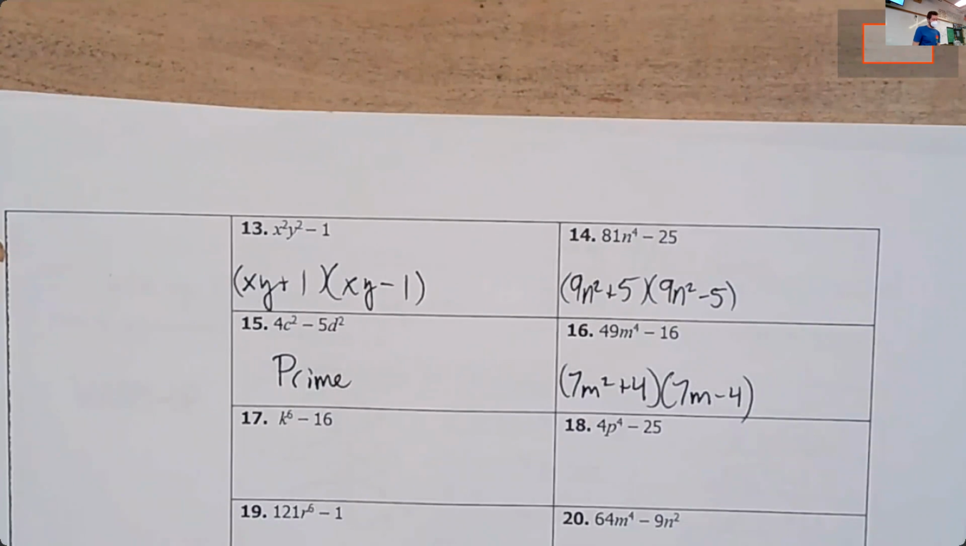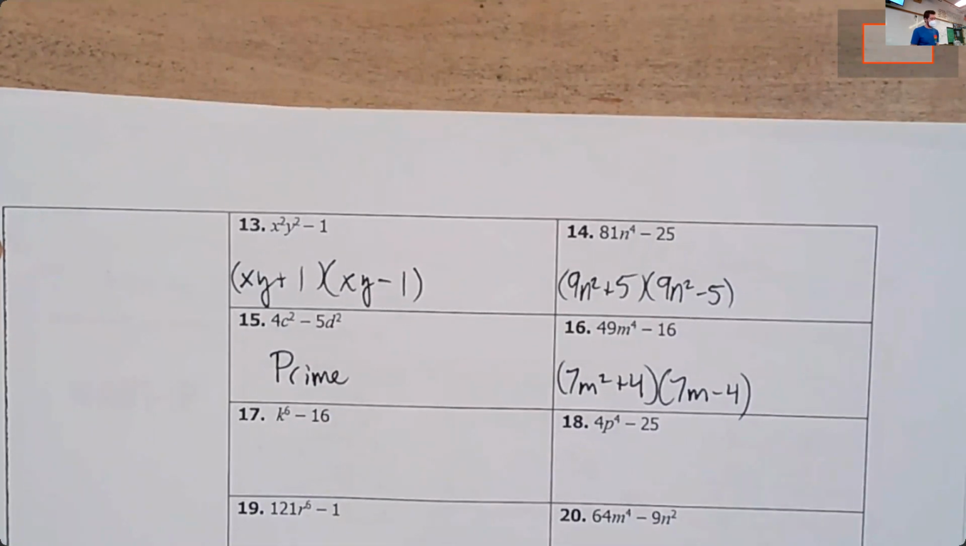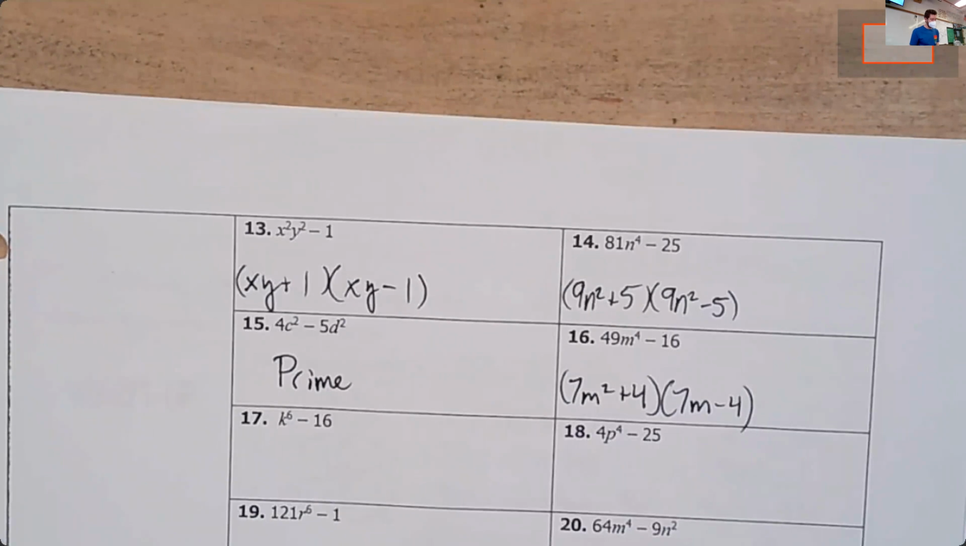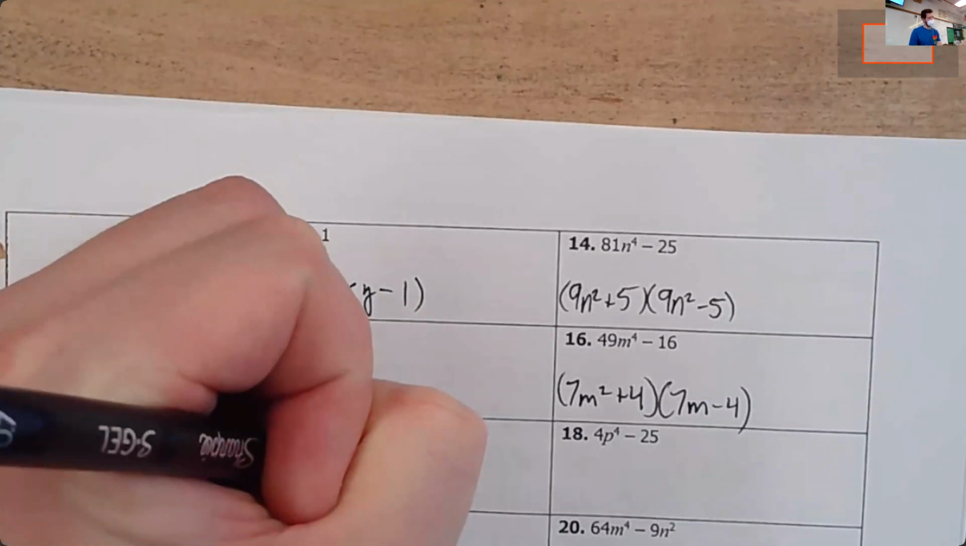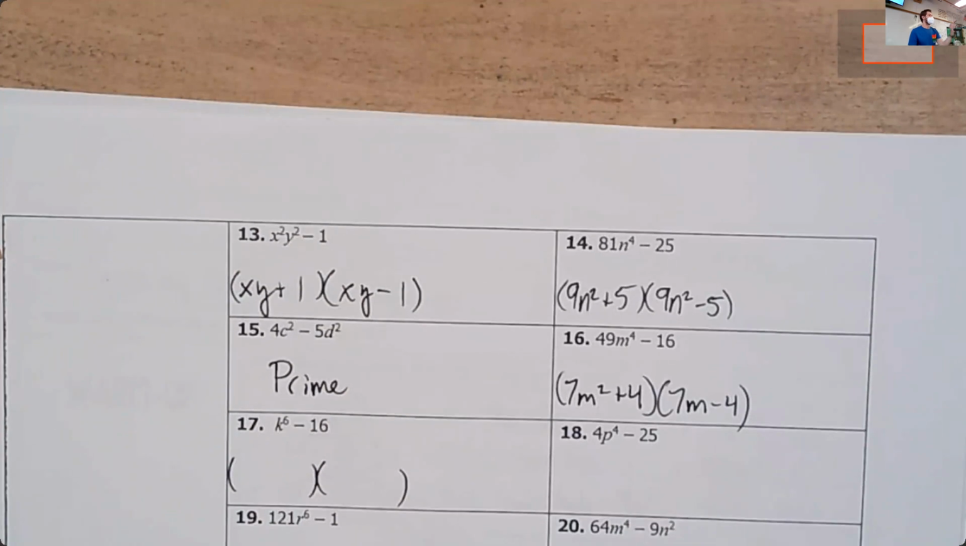What do we think about 17? We got 16. 17 says k to the 6th minus 16. What do we think about that one? What times itself equals k to the 6th power? Think about our exponent rules real quick. What do you do with exponents when you multiply variables? You add them, okay. So what multiplies by itself to equal k to the 6th then?